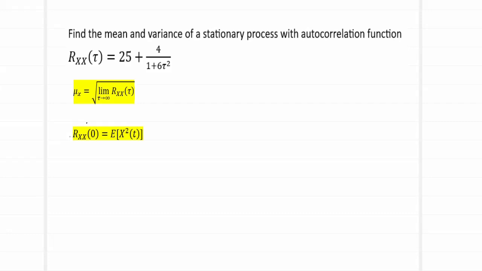In the second problem, we have to find the mean and variance of a stationary process with autocorrelation function Rxx of tau equal to 25 plus 4 divided by 1 plus 6 tau square. We know that the mean is given by the formula mu x equal to limit tau tending to infinity Rxx of tau. But when we substitute tau as infinity over here, what will happen? We will have 25 plus 4 divided by 6 tau square. So this will become 6 times infinity plus 1. So what will happen? This infinity times 6 and this plus 1, everything in the denominator will now move to infinity.